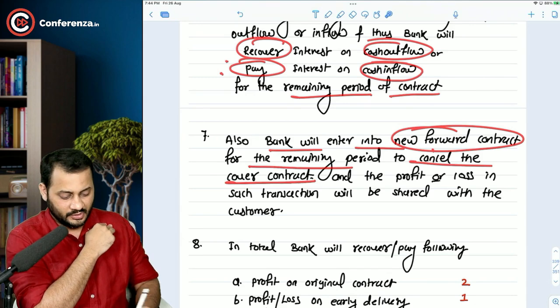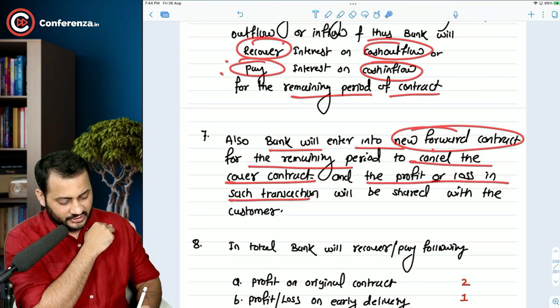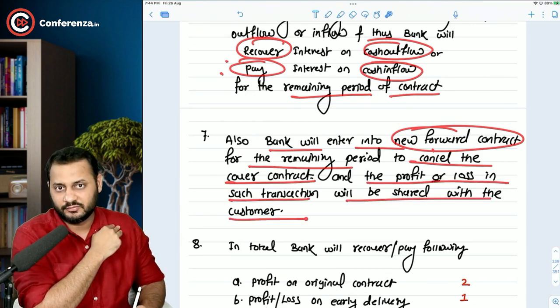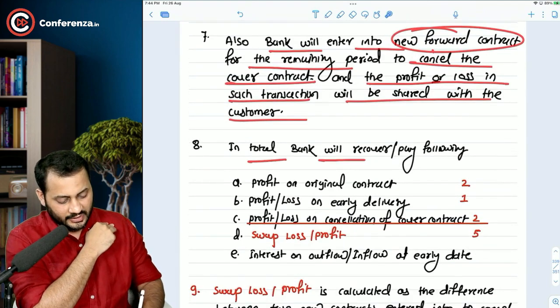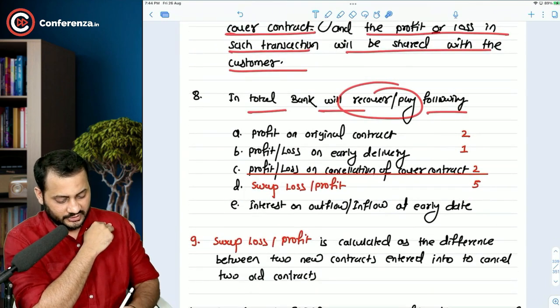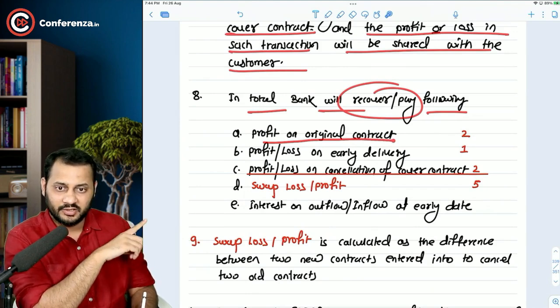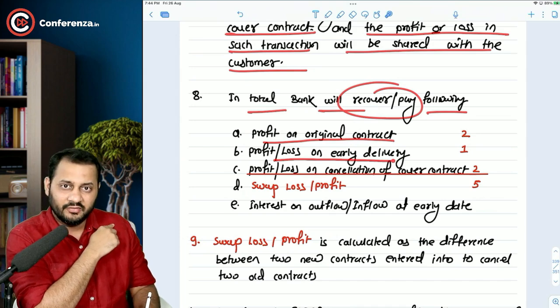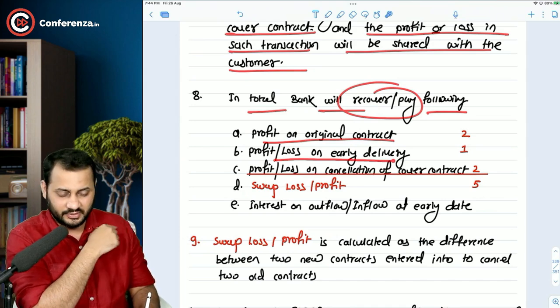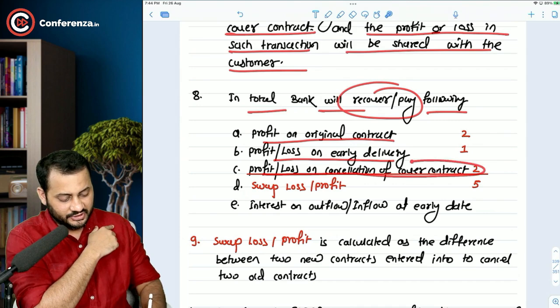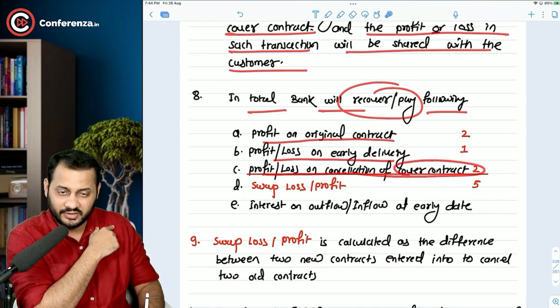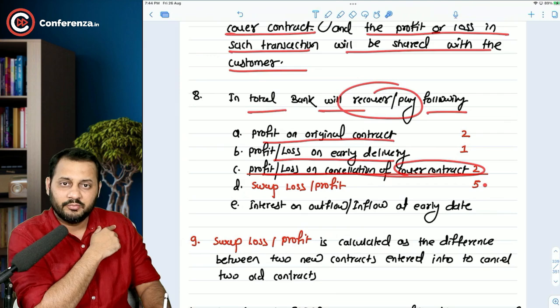Do you agree? And the profit or loss in such a transaction will be shared with the customer. For sure. In total, the bank will recover or pay the following. Profit or loss on the original contract, 50 minus 48. Profit or loss on early delivery, 51 minus 50. And profit or loss on cancellation of the cover contract, 46 and 48. The total profit or loss came to 5, which can be said to be a swap loss or profit.